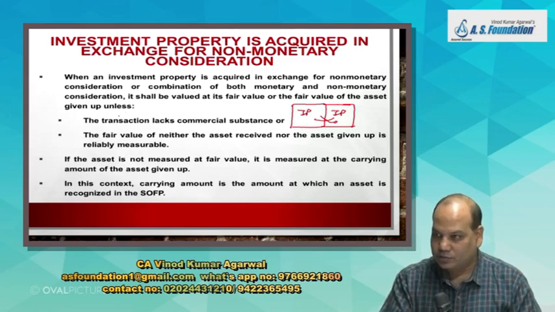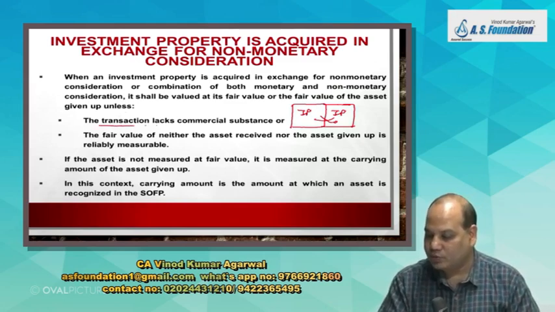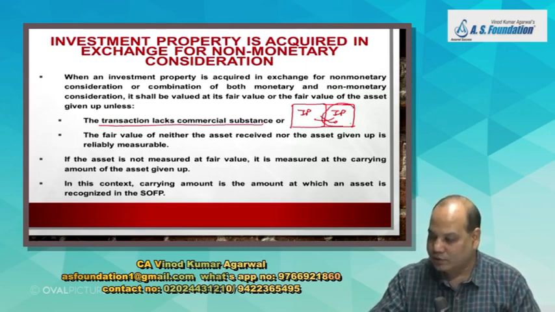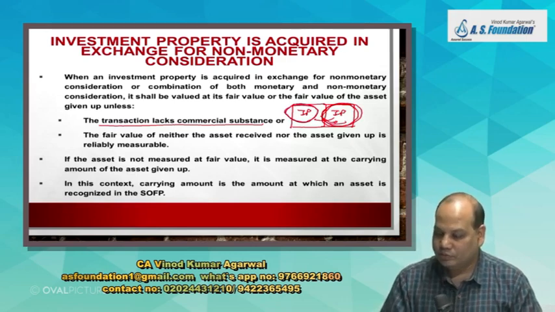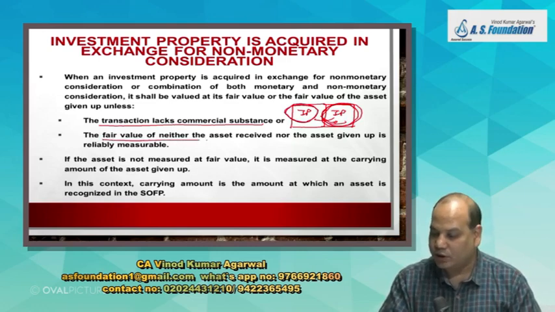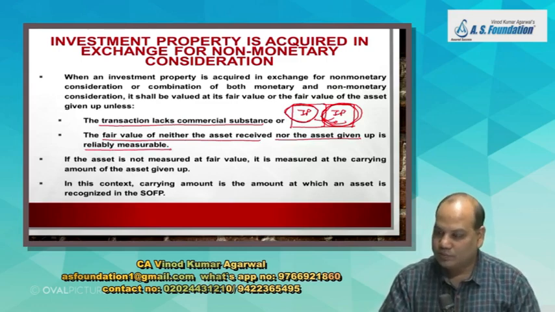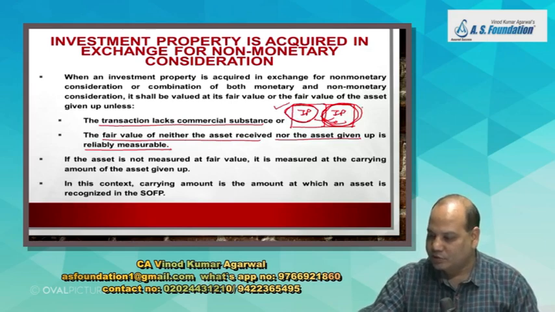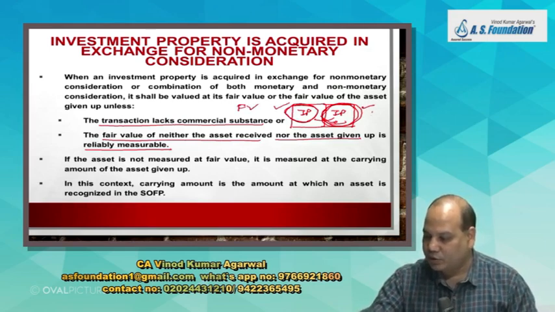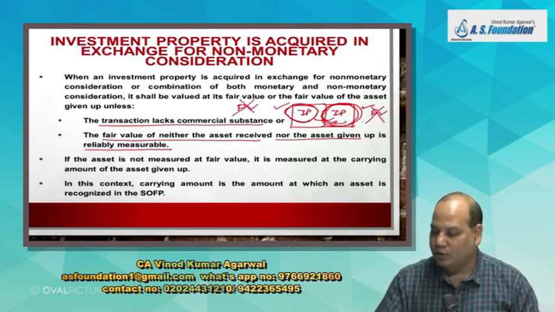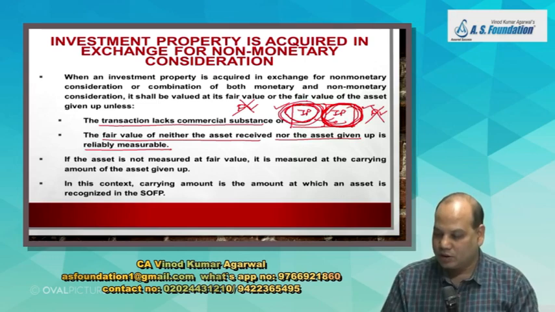Then don't apply fair value. Don't apply fair value means what will you do? You will record the asset acquired at the carrying amount of the asset transferred. And second, when you can't calculate the fair value, when the fair value of neither the asset received nor the asset given up is reliably measurable. Suppose this asset has been exchanged against this asset, but fair value of neither can be calculated reliably. Then the value of the asset acquired will be recorded at the carrying amount of the asset transferred.